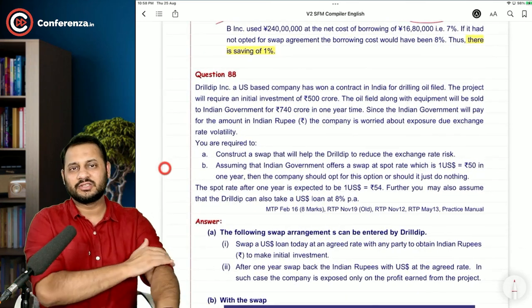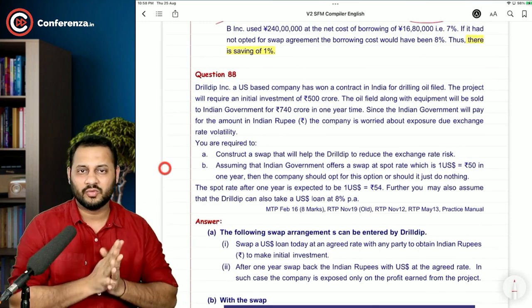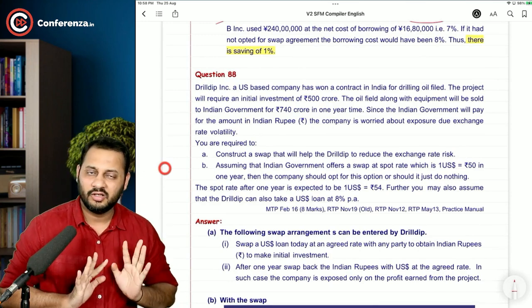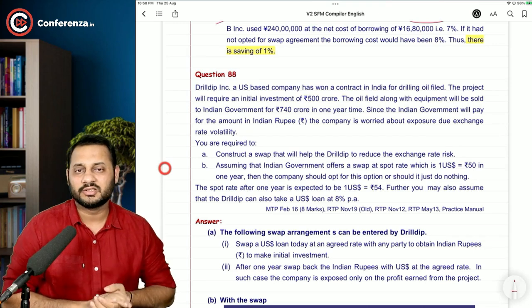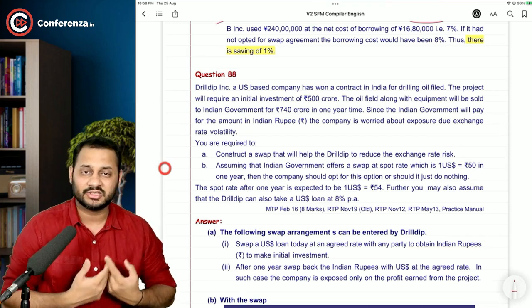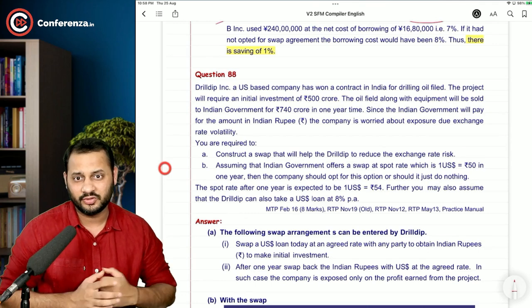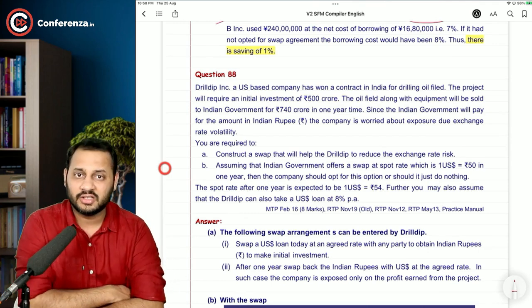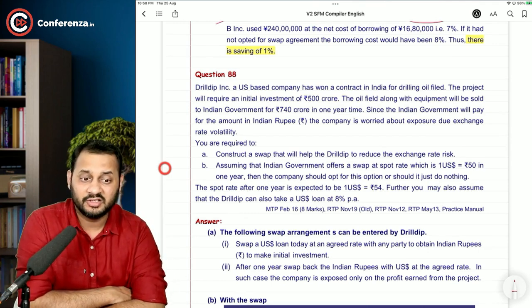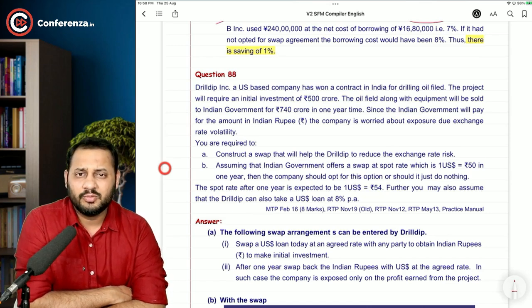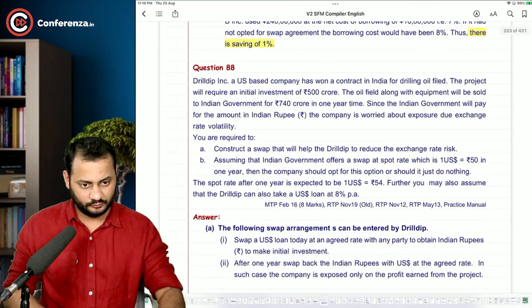Easy. Swap questions are like whatever you are saying in the question, we will do it. It's all about the personal agreement between two parties. So customizations are possible, whatever you want to do. Question number 88 is again the currency swap question and the most interesting question. I like it. So I will take a break and I will be back in a minute to solve this question number 88. See you.